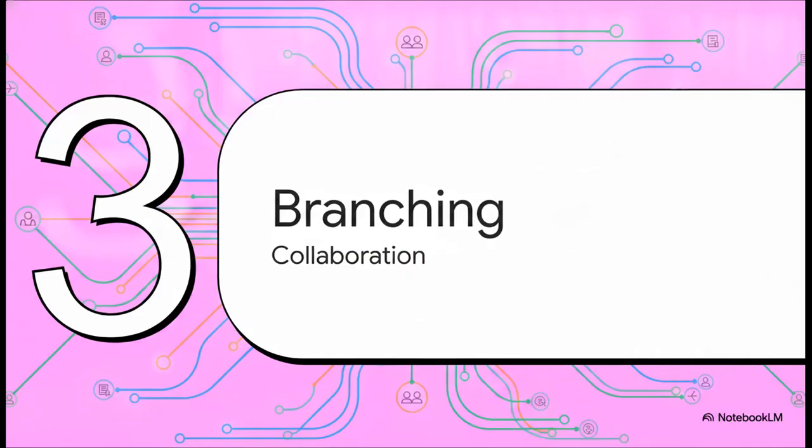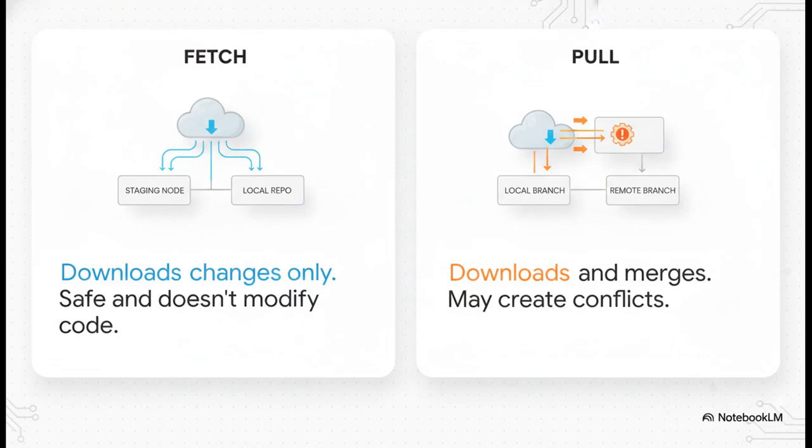Next up, Section 3, branching and collaboration. Okay, when you're working with a team, you really need to know the difference between fetch and pull. Listen up, because this is a major interview callout. Git fetch is entirely safe. It only downloads the changes from the remote repository, so you can just see what your team has been up to. It doesn't modify your local code at all.